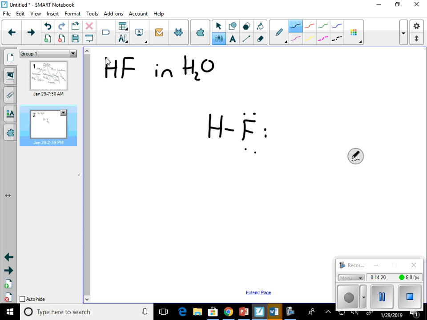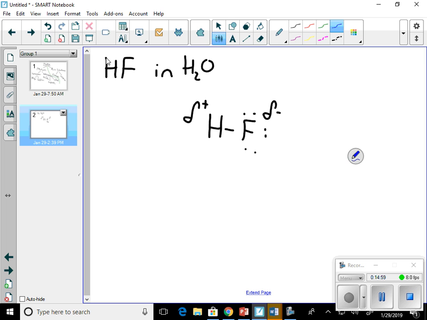I picked HF because most people can recognize it is polar covalent, where the fluorine has a partial negative end due to it being the most electronegative element, a greater pulling or sharing of the electrons. The hydrogen being the partial positive end. Unlike in the drawing of the ionic dissolved in water, when you dissolve a polar covalent in water, it does not split apart. You cannot break a covalent bond, that HF bond.